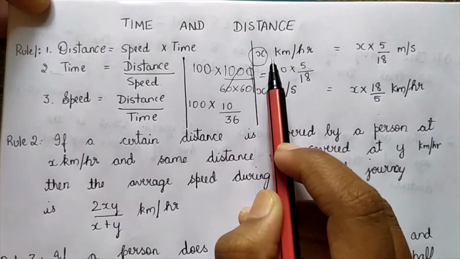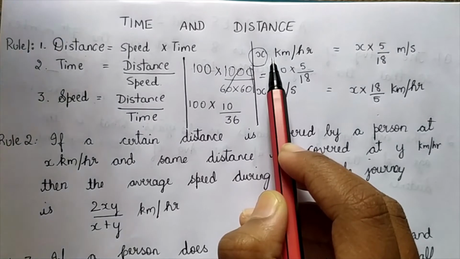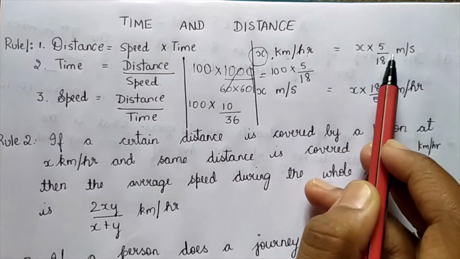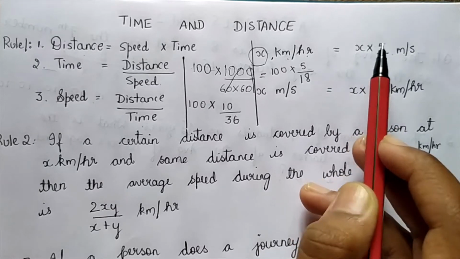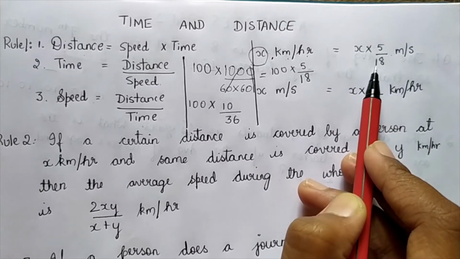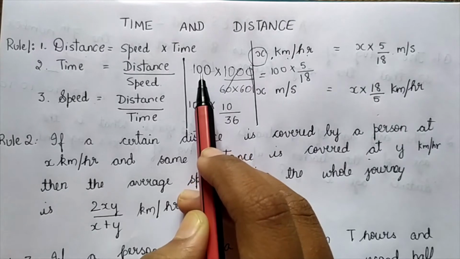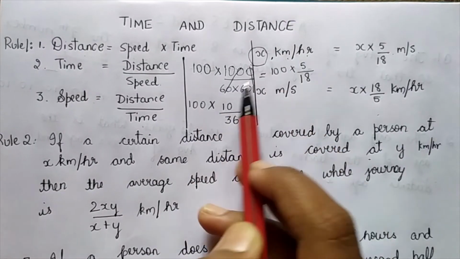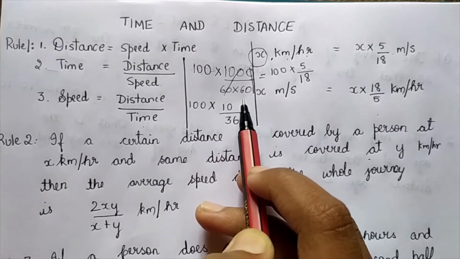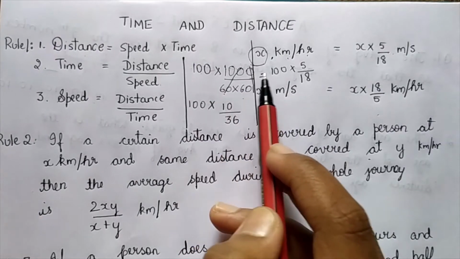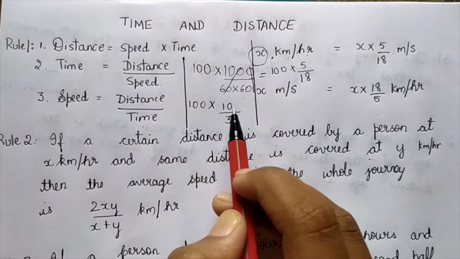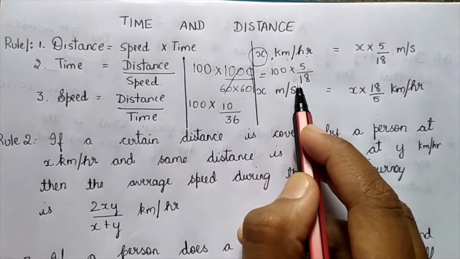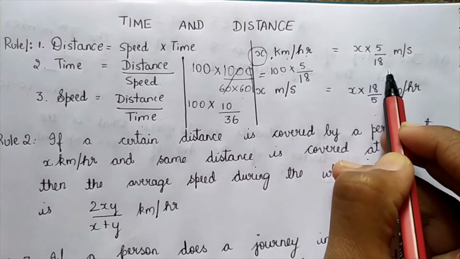Whenever a quantity or velocity or speed is given in kilometer per hour and we need to convert to meters per second, we multiply by 5 by 18. Let's understand the reason behind it. Let the speed be 100. So a kilometer has 1000 meters, and 1 hour has 60 minutes into 60 seconds. So after reducing this 100 into 10 by 36, we can further reduce to 5 by 18. That's the reason we multiply by 5 by 18.